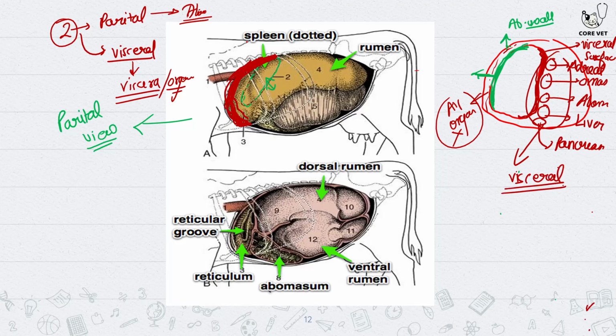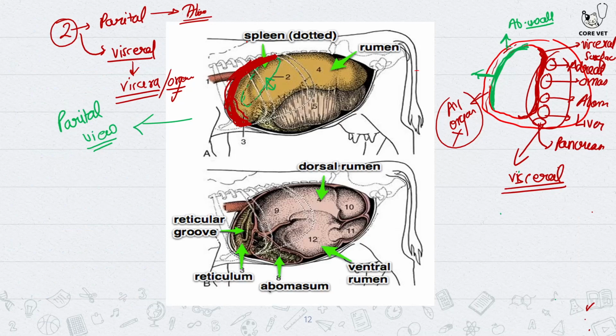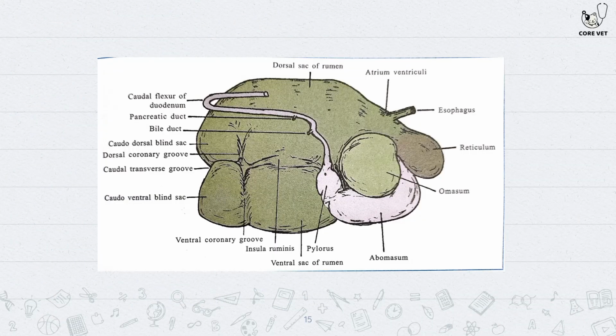The visceral surface is in contact with several organs, and those are omasum, abomasum, liver, pancreas, adrenal gland, etc. Okay, so that's how the visceral surface is related. It means it is in contact with these organs. I hope through this diagram you are all clear. Now the visceral surface has a longitudinal groove on the right side, which divides into branches and encloses the swollen part known as insula ruminis. For that, I will show you this. Okay, so this is the visceral view. What it was saying is that there is a longitudinal groove.